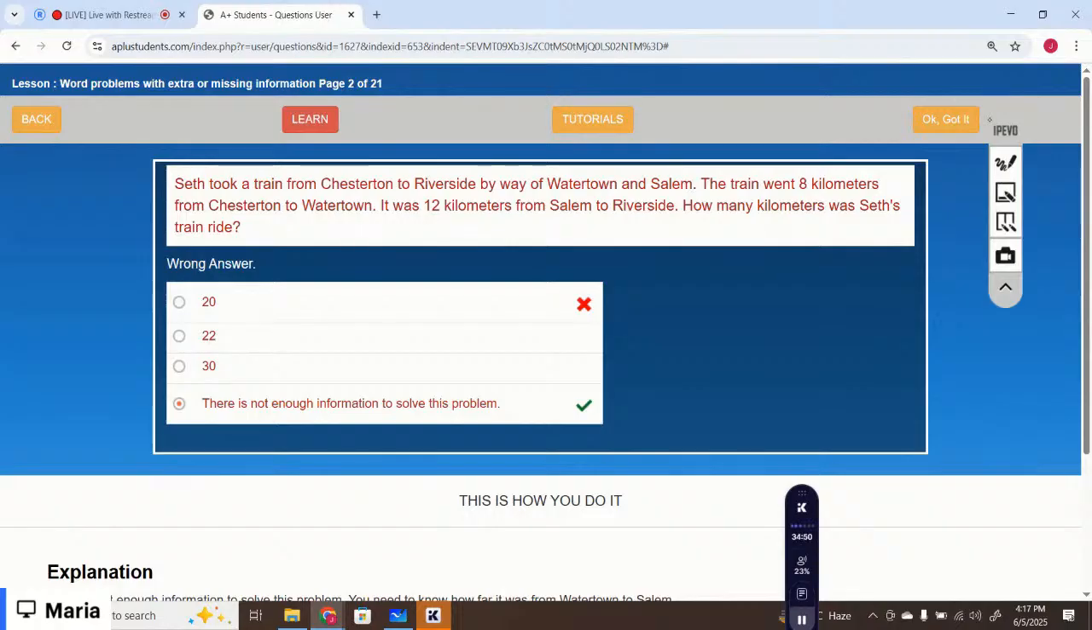The train went from Chesterton to Watertown, and from Salem to Riverside. You're not given the distance from Watertown to Salem, right? So there is not enough information.